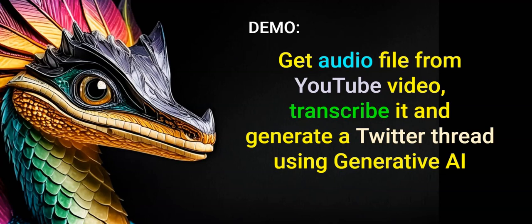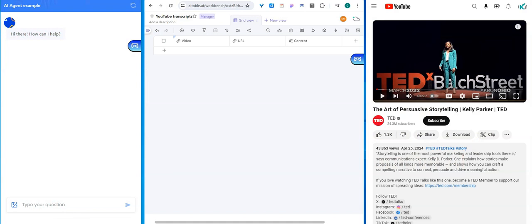I have created a little AI agent that can take a YouTube video URL and extract the audio, get the MP3 file. And then I can ask to transcribe that into text. And I can ask to generate a Twitter thread, for instance. And also I can save that data to AITable or to any other tool. Well, in this particular agent, to AITable. So let's see how it works.